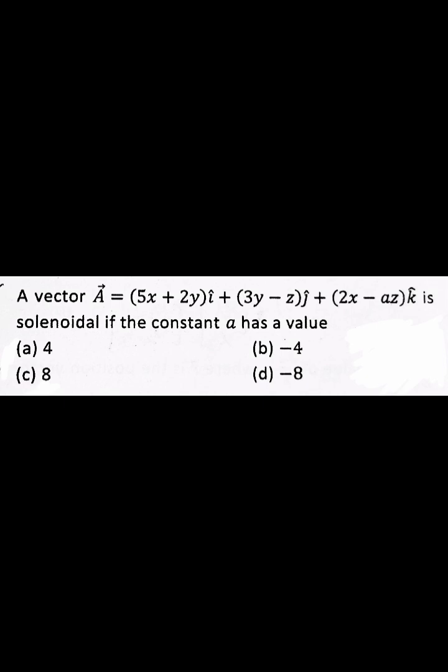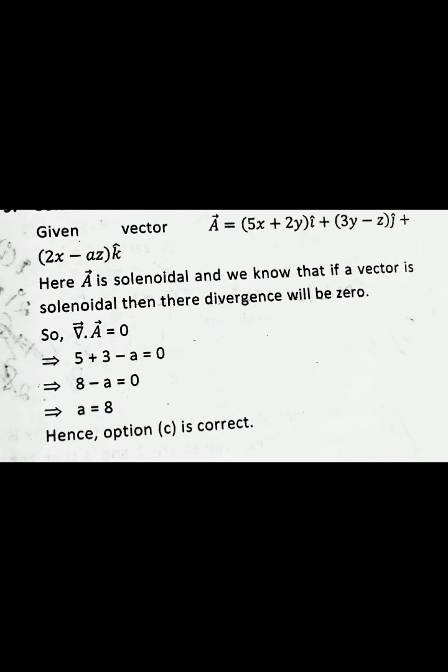Next question is, a vector A is equal to (5x plus 2y) i cap plus (3y minus z) j cap plus (2x minus az) k cap is solenoidal if the constant a has the value. So here A is equal to (5x plus 2y) i cap plus (3y minus z) j cap plus (2x minus az) k cap. For a vector to be solenoidal, the divergence will be 0, that is del dot A becomes 0. Then del dot A is 5 plus 3 minus a, and this is equal to 0, that means 8 minus a is equal to 0. Then a is equal to 8. So the answer is option C.